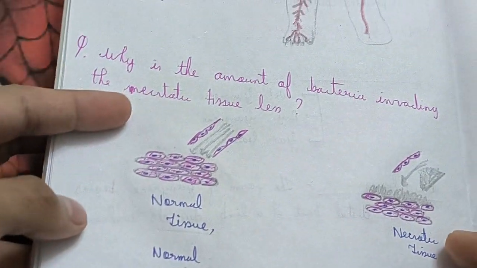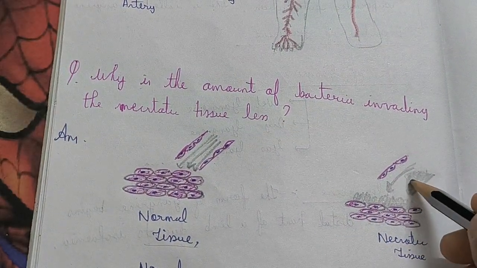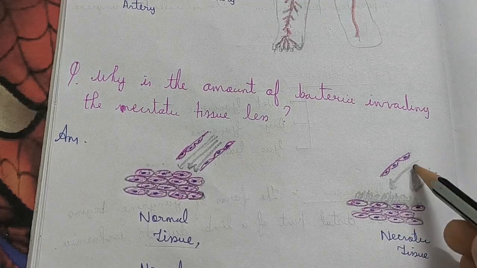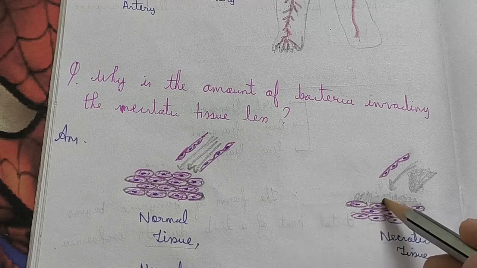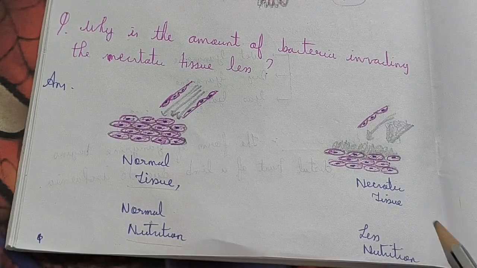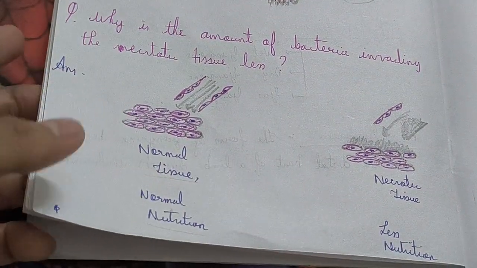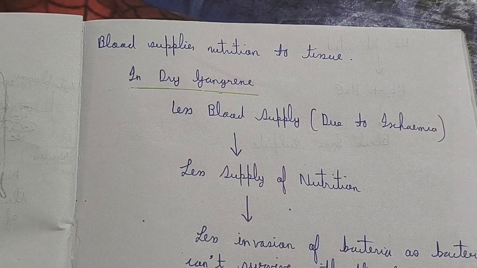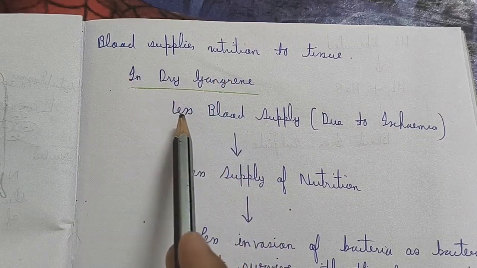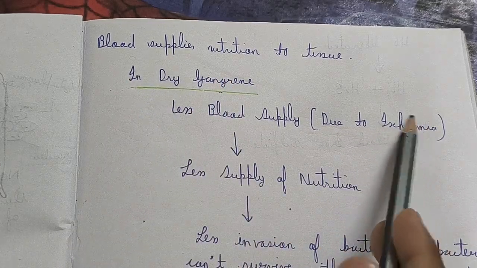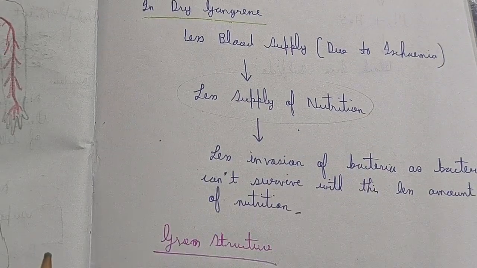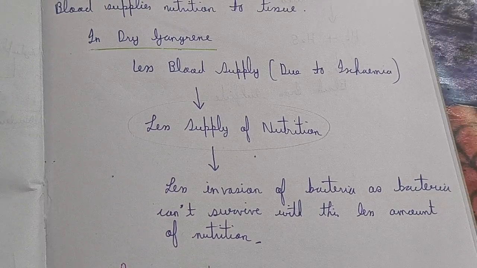But here you can see that in this necrosis, due to partial obstruction, coagulative necrosis, the blood supply is reduced, and if there is less blood, automatically there is less nutrition. I am sorry for the noise. So I have written that blood supplies nutrition to tissues, and in dry gangrene, ischemia develops, so due to ischemia the blood supply is reduced, so there is less supply of nutrition.